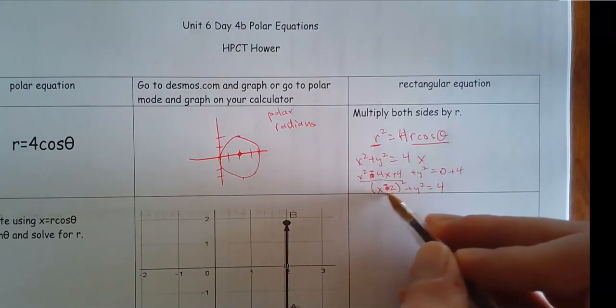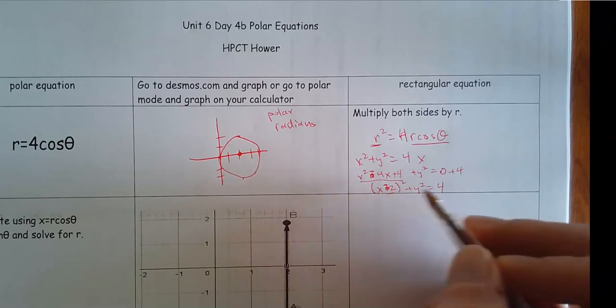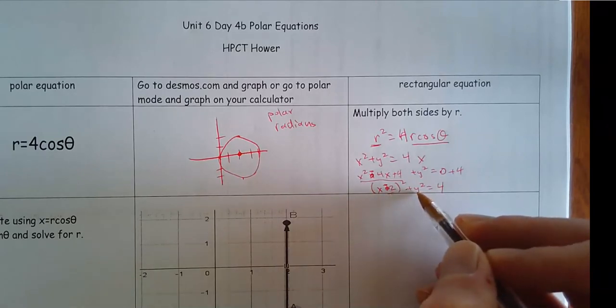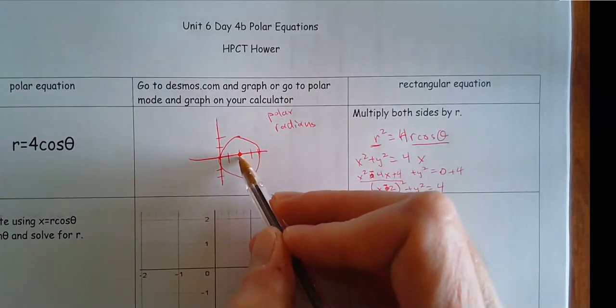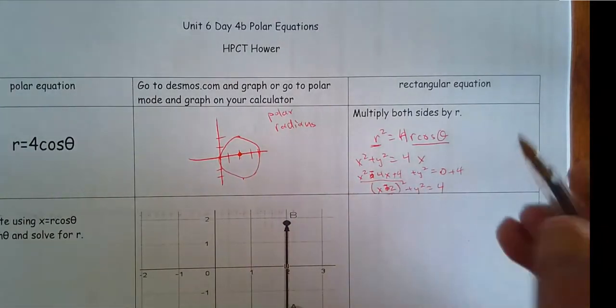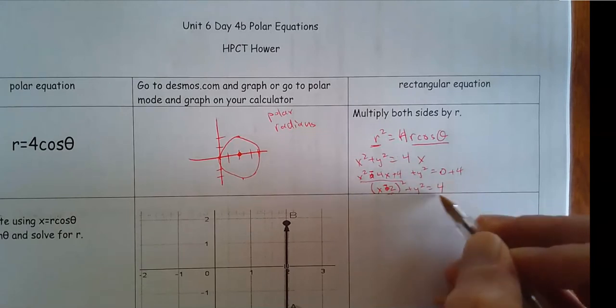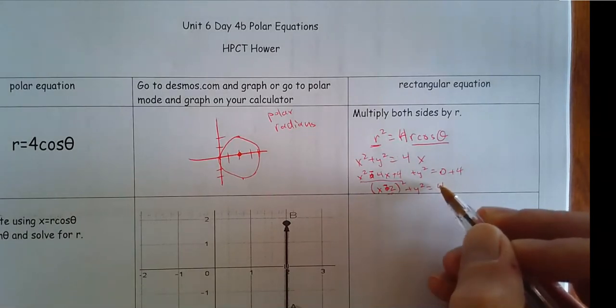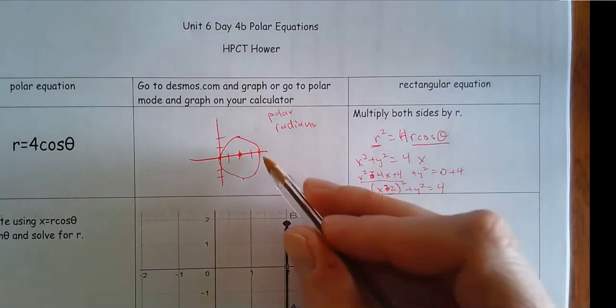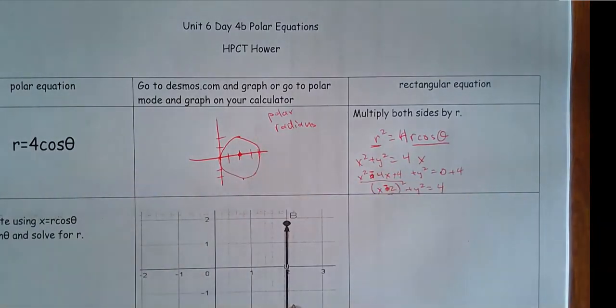So h is the number you're subtracting from x. k is the number you're subtracting from y, which would be 2 and 0. That's where the center of the circle is. And then this equals r squared, so the 4 is 2 squared, and that's a radius of 2 going all around there. 2 squared is 4.